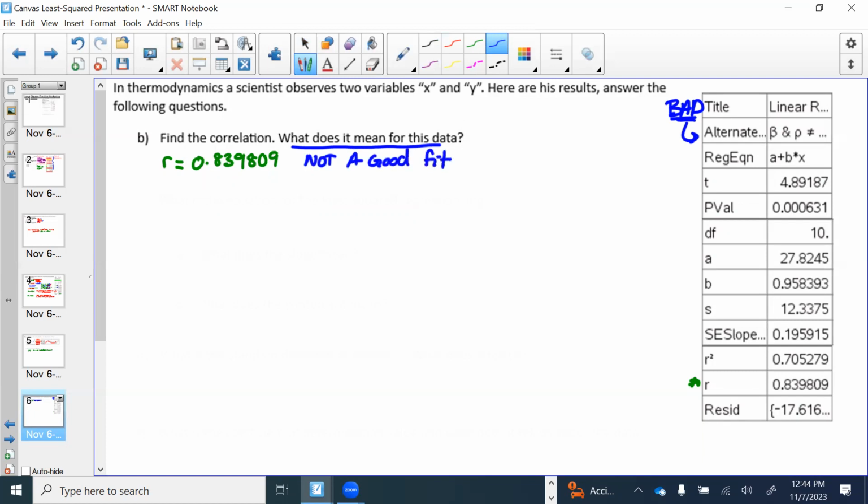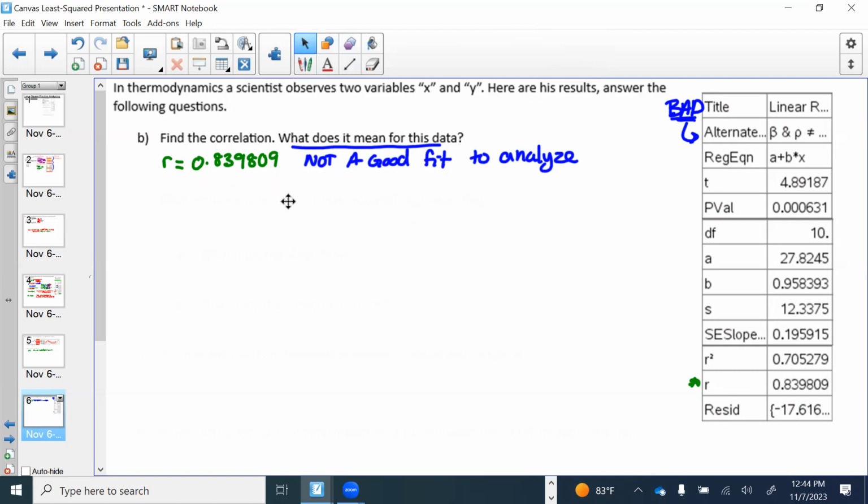To analyze. Meaning I can't do anything. So don't ask me about the data and it relating. I can tell you what the correlation is on my table, but based on my graph, I shouldn't be using this information. This is for a line and I don't have a line.